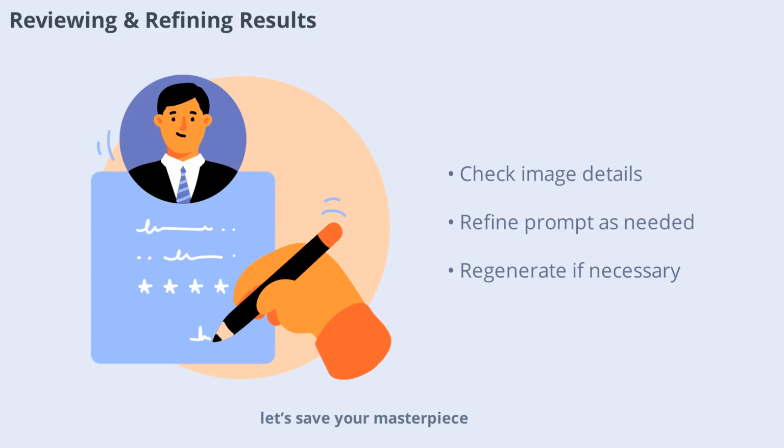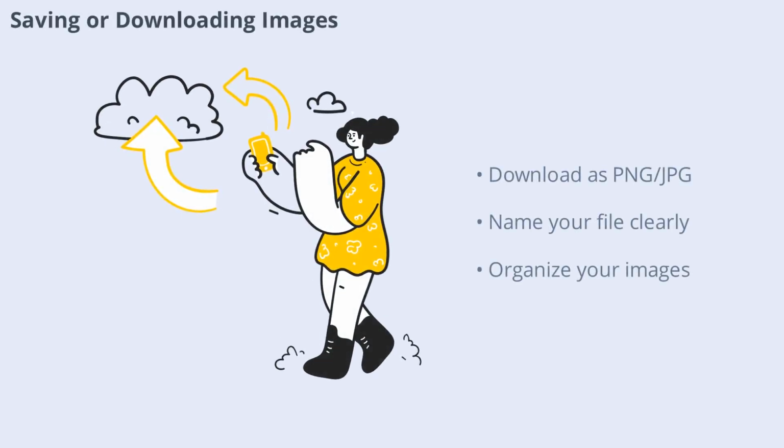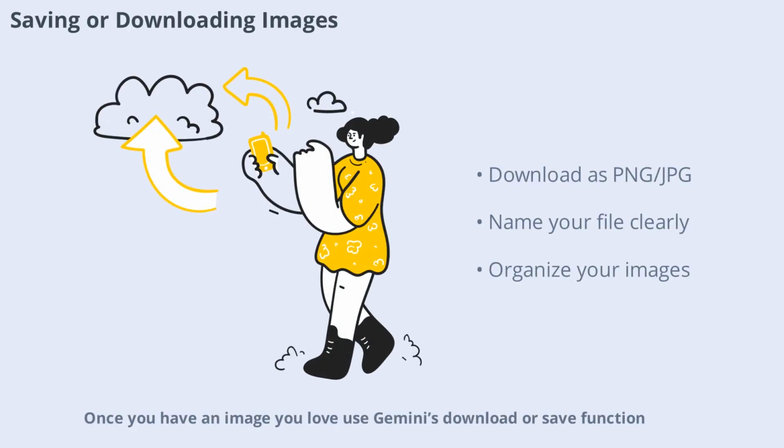Next, let's save your masterpiece. Once you have an image you love, use Gemini's download or save function. Choose your preferred format, PNG or JPG, and give your file a descriptive name for easy organization. Saving your images ensures you can access and use them later, whether for presentations, portfolios, or personal projects.